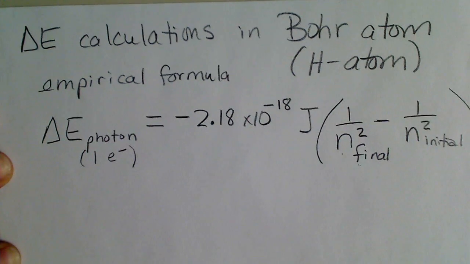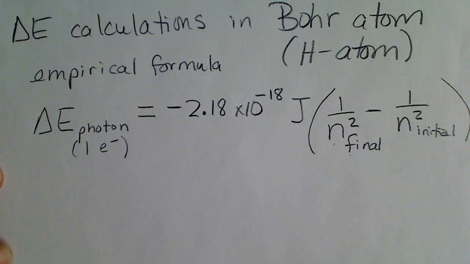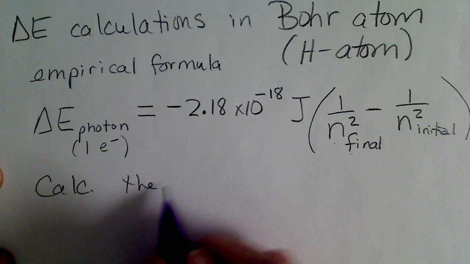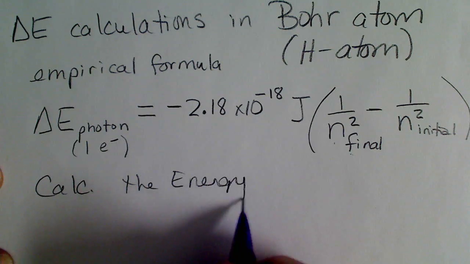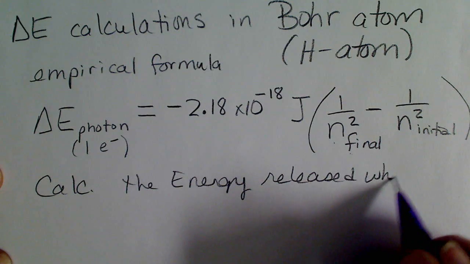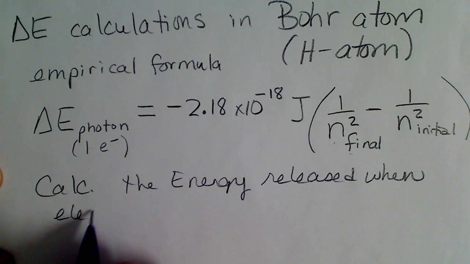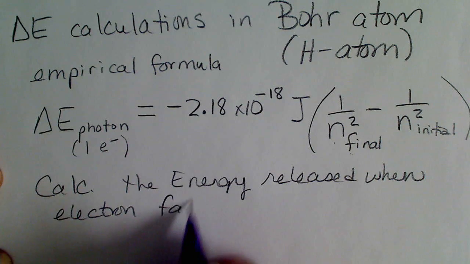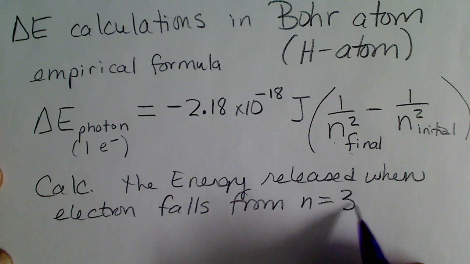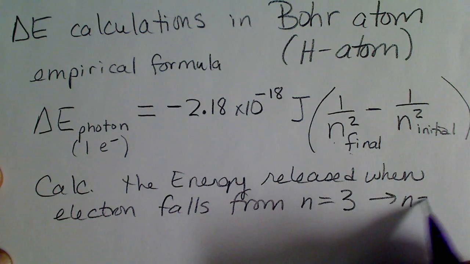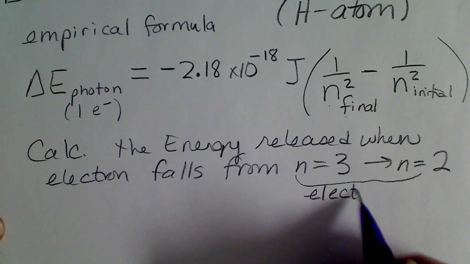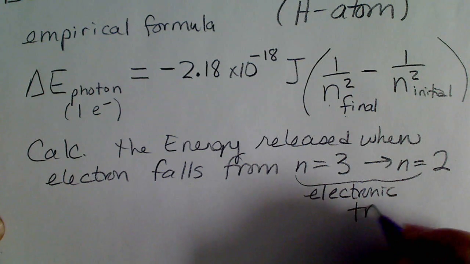And again, this works beautifully for hydrogen. So if we calculate the energy released when an electron falls from n equals 3 to n equals 2. So it starts at n equals 3 and it ends up at n equals 2. So we would call that the electron transition, or electronic transition.